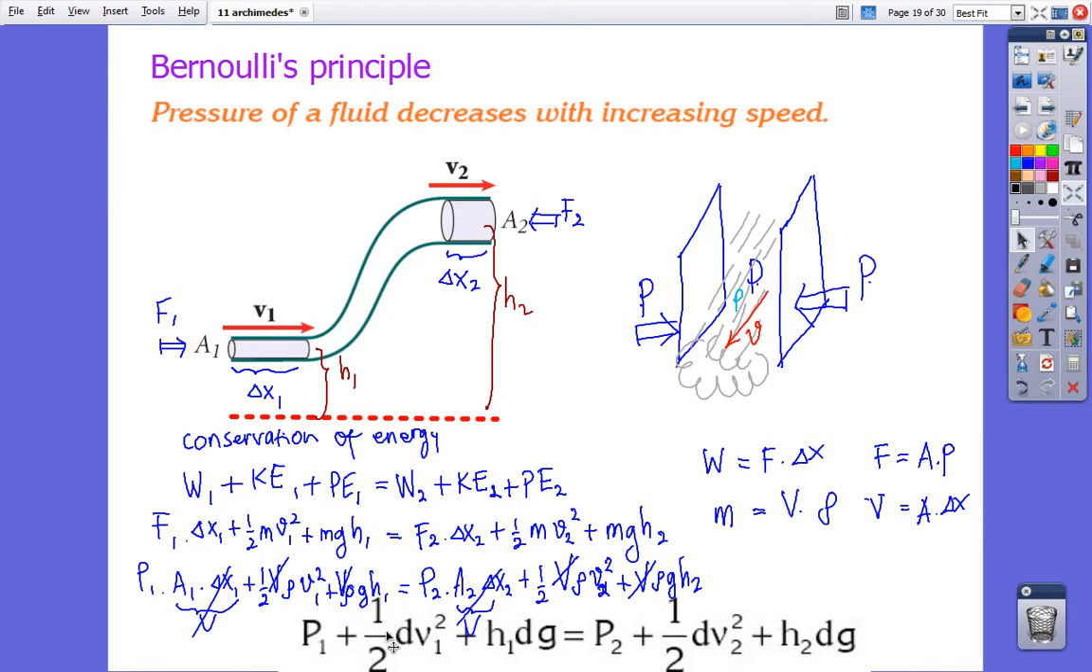P1 added by a half density velocity 1 squared added by rho g h1 equal to P2 added by a half density times velocity 2 squared added by rho g h2. Well, that means this part, because condition 1 equal to condition 2, is a constant value.